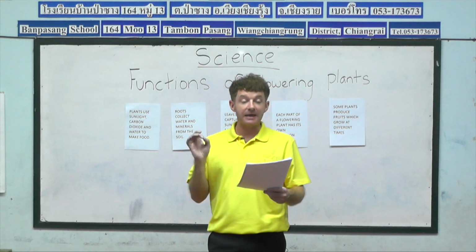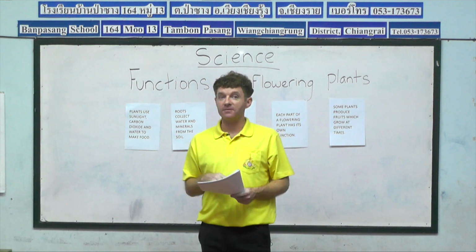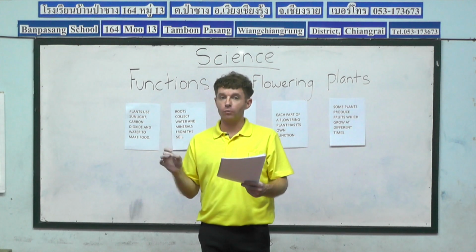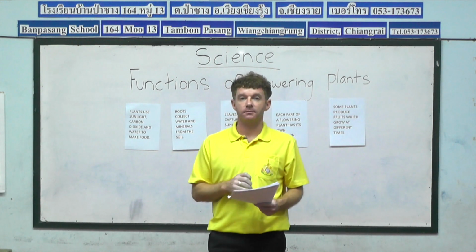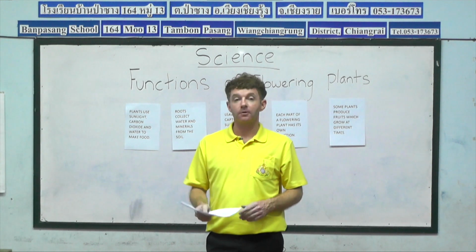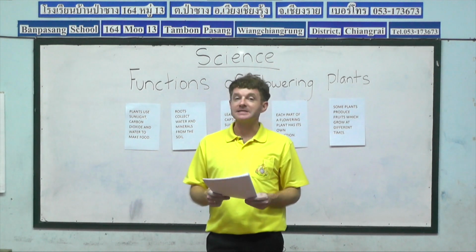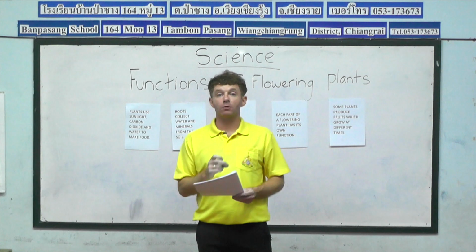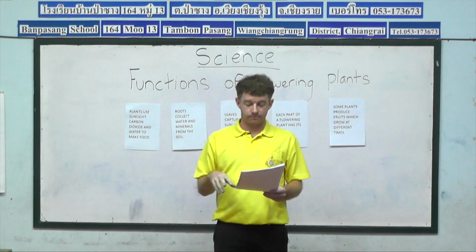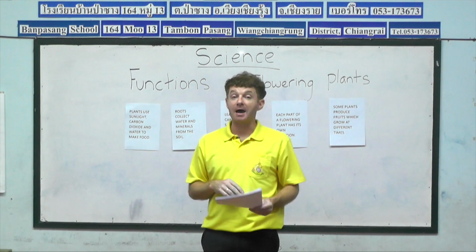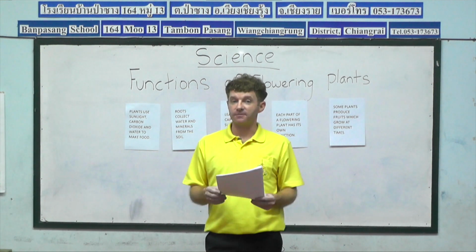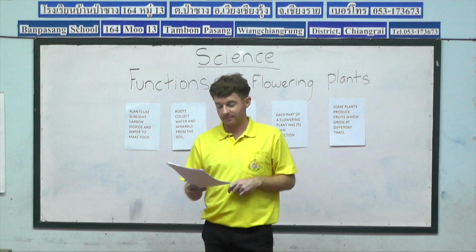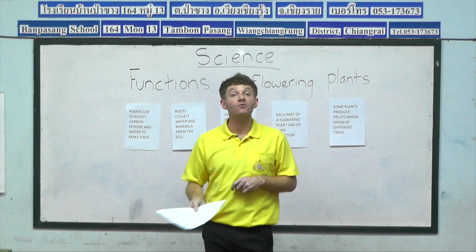So ready, guys? Each part of a plant has its own function. Roots collect water and minerals from the soil. Xylem carries water and minerals around the plant. Phloem carries food around the plant. Plants make food through a process called photosynthesis.